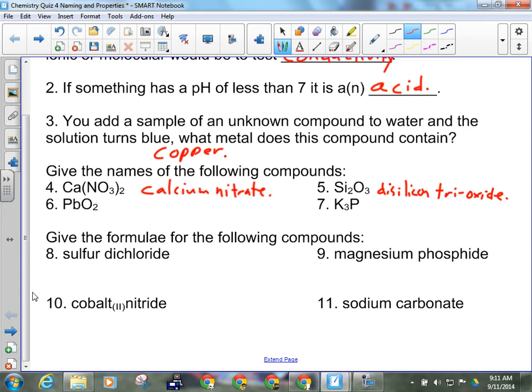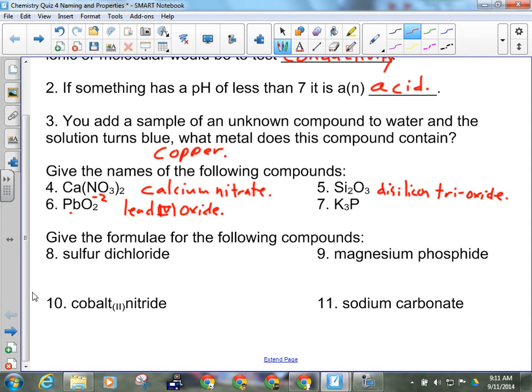No? Okay. Number 6, I've got lead and oxygen. Lead, however, has more than one possible charge, so what will I need in the name? Roman numeral. So I've got to figure out which one. Since oxygen is always -2, I have 4 negative charges here. I only have 1 lead, so the charge on lead has to be +4. So we're looking at lead(IV) oxide. Okay, everyone with me there?